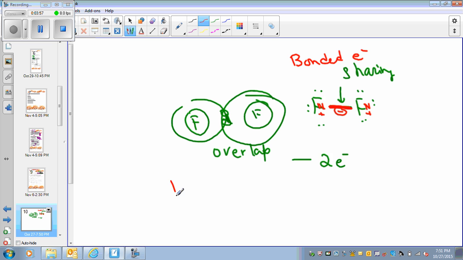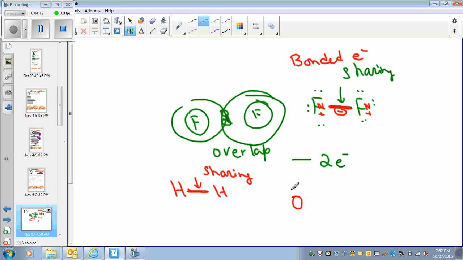So one more time, let's say hydrogen and hydrogen. So nobody's willing to lose here, so we'll say, okay, let's share it. So this line is called sharing or covalent bond. So each line represents two electrons.